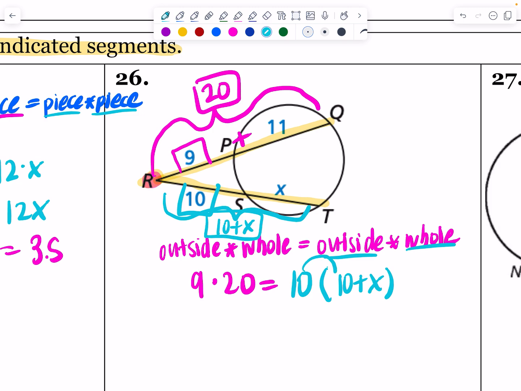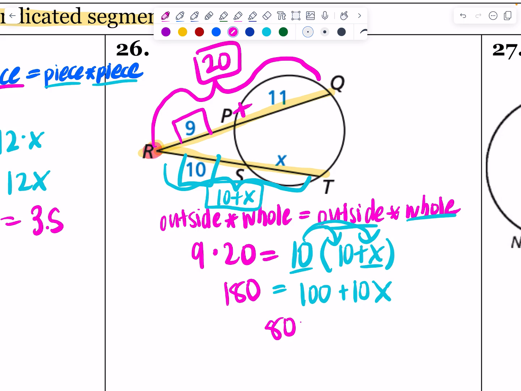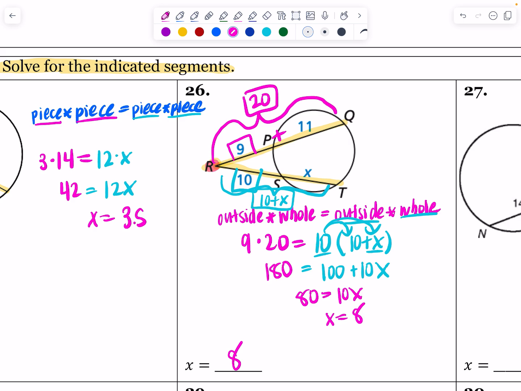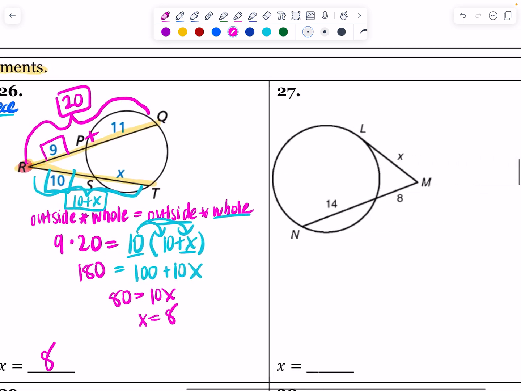We end up using some distributive property here. This becomes 100 plus 10x. Don't forget to distribute that 10 to both of those things. That's 100 plus 10x equals 180, since 9 times 20 is 180. When we solve for x, we get 80 equals 10x, and so x should be equal to 8. You can go back and check it: 10 times 18 is going to be the same product as 9 times 20. So both of those would be 180.